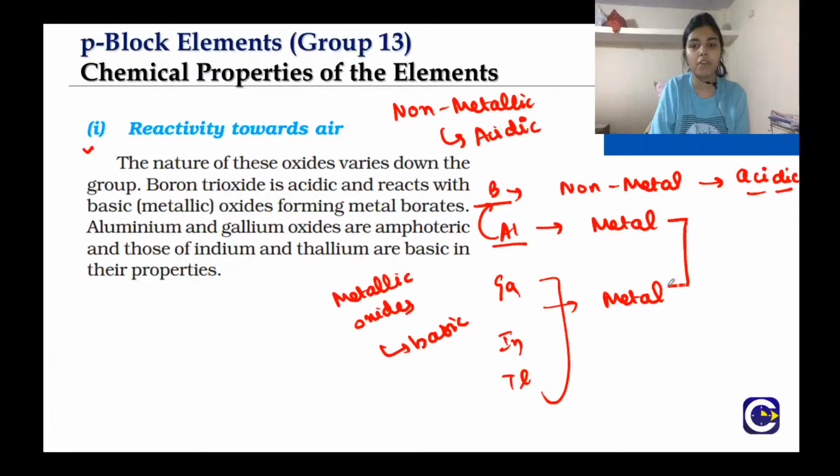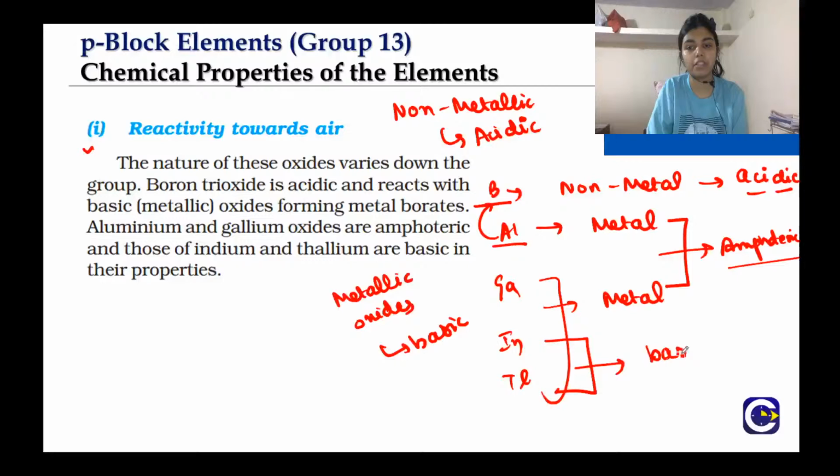Aluminium and gallium oxides are amphoteric in nature. Amphoteric means they can behave as acid also, and they can behave as base. And indium and thallium oxides have basic properties, right? So they are basic in nature.